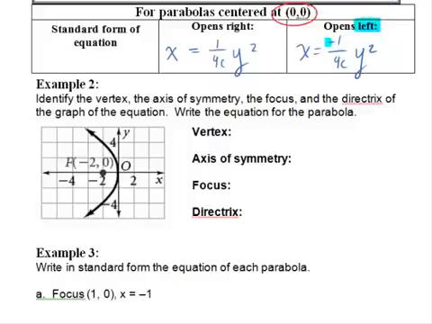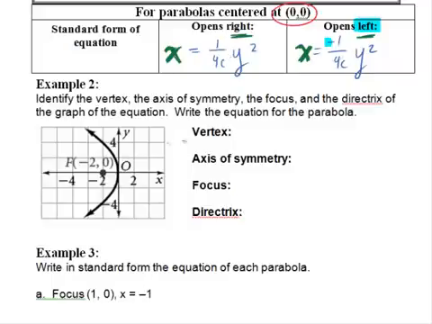So your difference here is that for parabolas from side to side, left and right, x is on the end of the equation. X equals, not y equals. That's going to be your main way that you tell the difference.